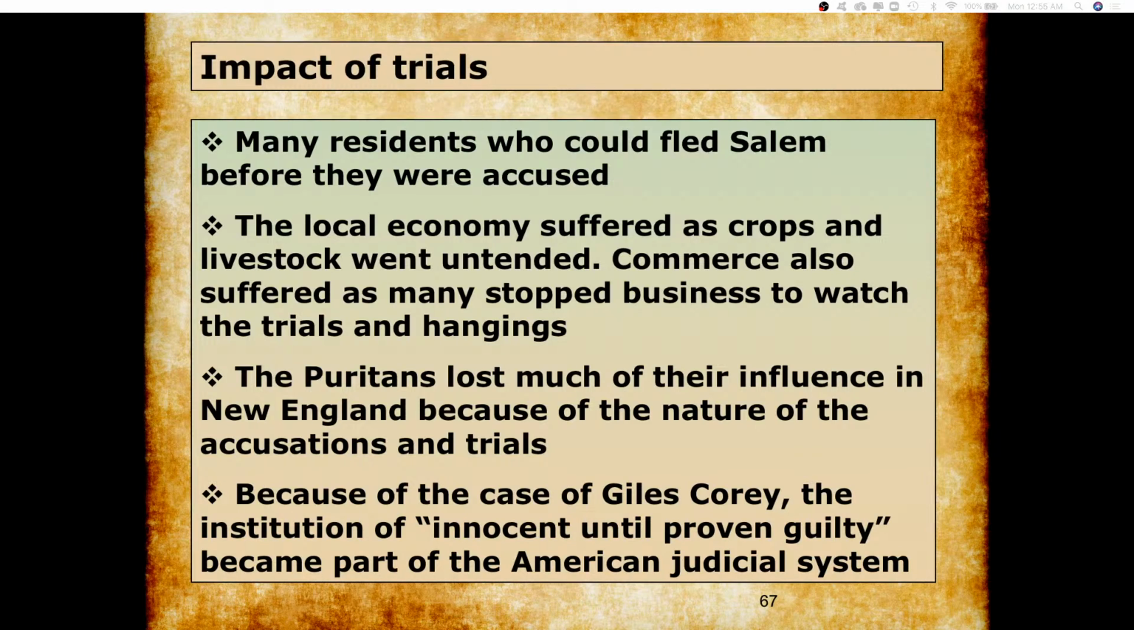So the Puritans are going to lose a lot of their influence in New England because of the nature of these trials. And this is pretty much Puritans losing their street cred because of the craziness in Salem. But it just goes to show you guys how such an uptight society like the Puritans could get so out of control like this when they themselves are striving so hard for perfection that it leads to craziness like Salem.